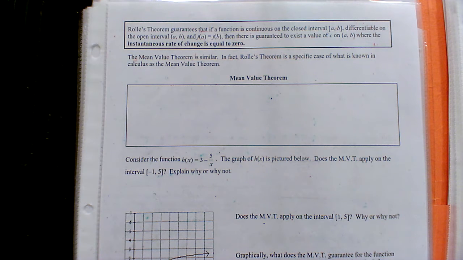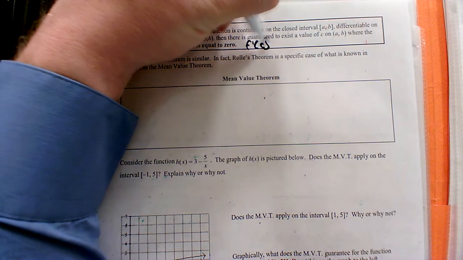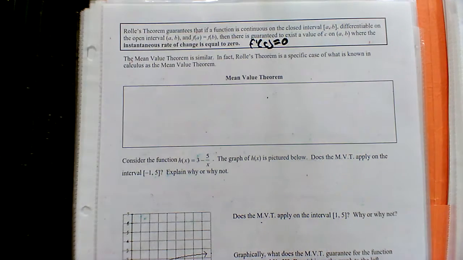Alright, so it says Rolle's theorem guarantees that if a function is continuous on the closed interval a to b, differentiable on the open interval a to b, and f of a equals f of b, then there's guaranteed to exist a value of c on ab where the instantaneous rate of change is equal to 0. In other words, that means derivative. So that's the same thing as saying f prime of c equals 0. That's the definition we wrote on the previous page, the one we used the entire time. So that's just the conclusion of it before we move on to the next thing.